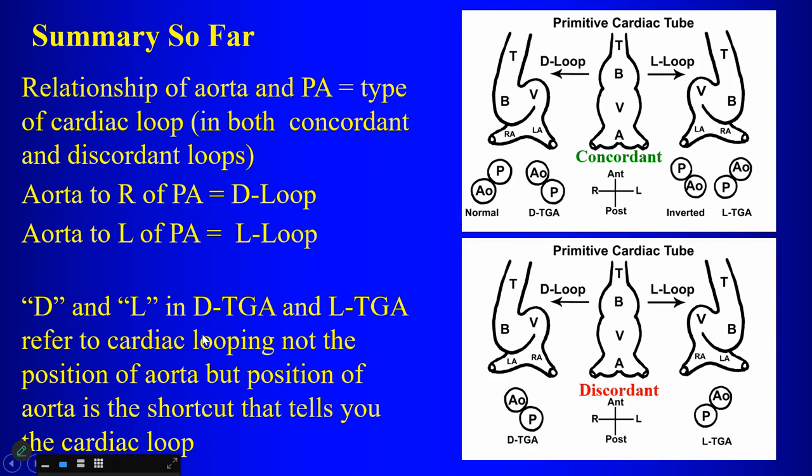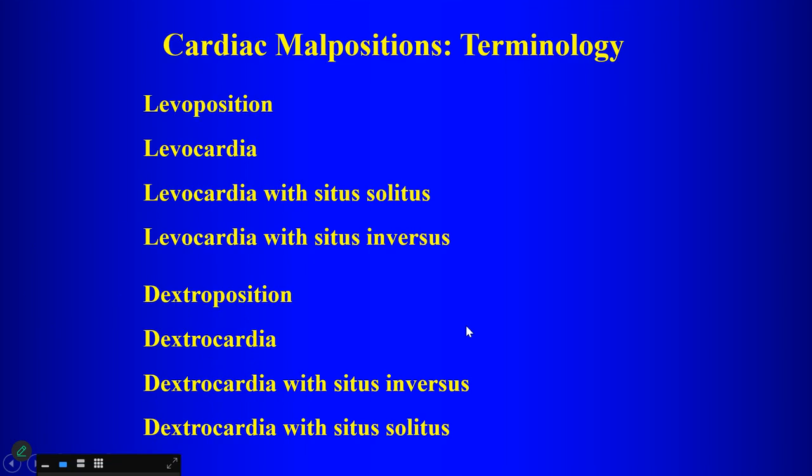Okay? All right. So the relationship of the aorta and pulmonary artery tells you the type of cardiac loop in both concordant and discordant cardiac loops. That shortcut method: if the aorta is to the right of the pulmonary artery, then the ventricles usually did a D loop. If the aorta is to the left of the pulmonary artery, the ventricles usually did an L loop. But remember, the D and L refers to the cardiac loop, not to the position of the aorta, but it's fortunate for us that they kind of go together. Okay?